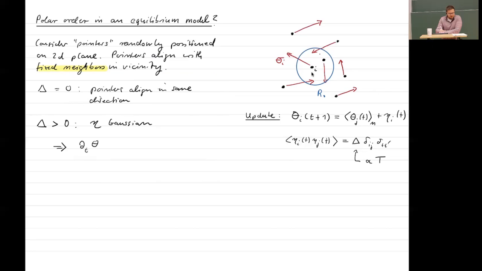Del T theta is something like a diffusion coefficient times nabla squared theta. Why do we get the diffusion equation? It's just like random walks, like Brownian motion. There's nothing in this model that is out of equilibrium. You're being pushed in random directions and you try to align with your neighbors, and this just gives you a diffusion equation, or heat equation.